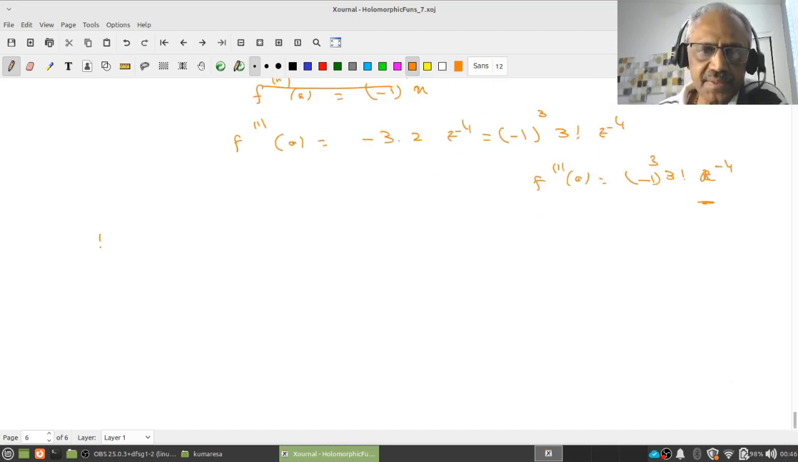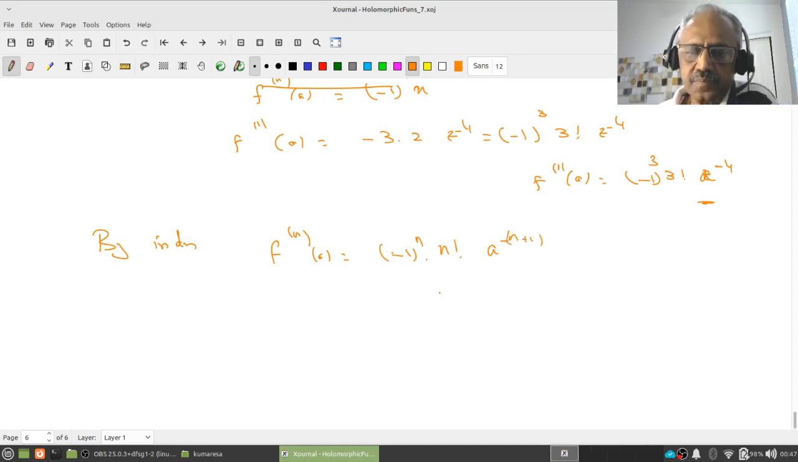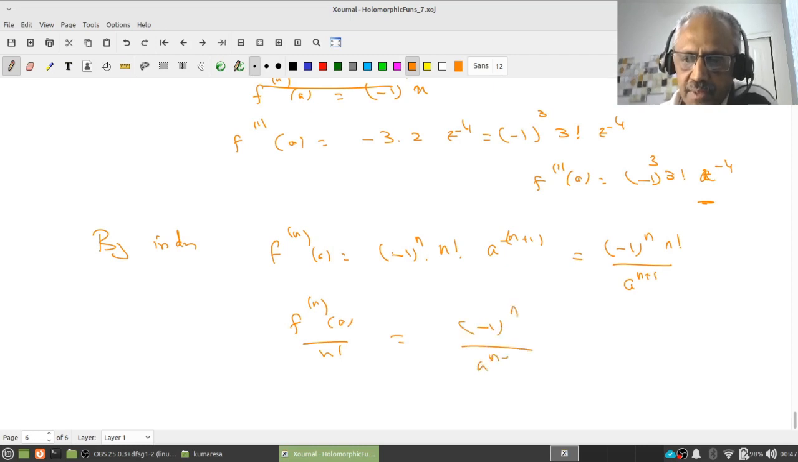Therefore by induction, f n of a is going to be minus 1 to the power n, n factorial, a to the power minus n plus 1, right? Therefore this is going to be minus 1 to the power n, n factorial, a to the power n plus 1. Therefore this divided by n factorial is going to be minus 1 to the power n, a to the power n plus 1. That is your Cn.